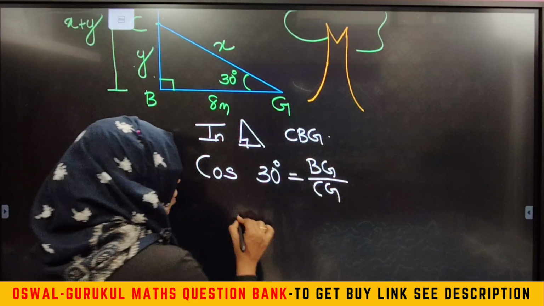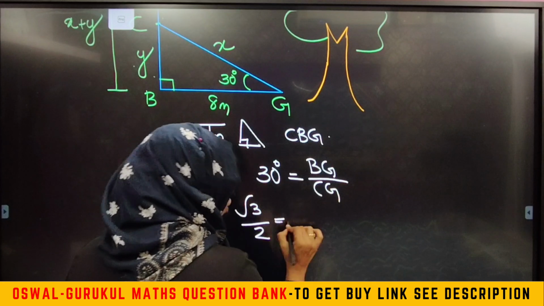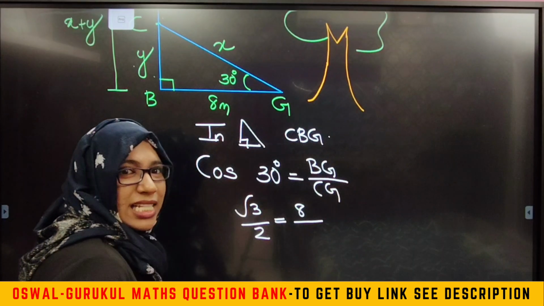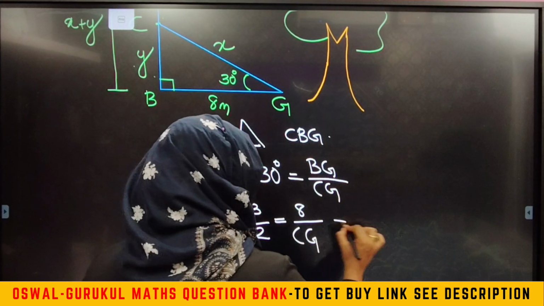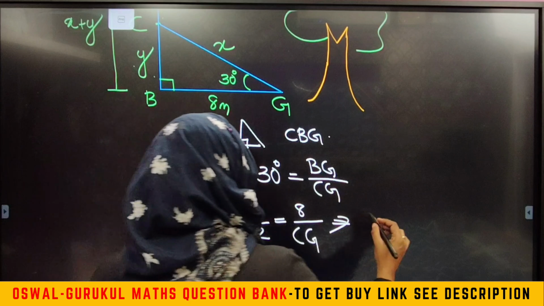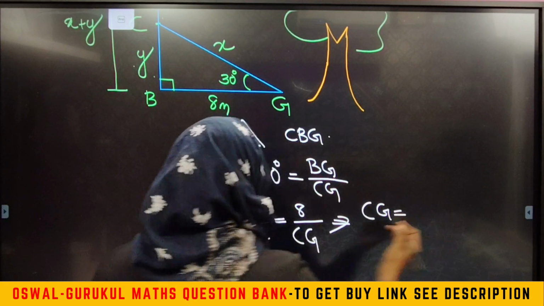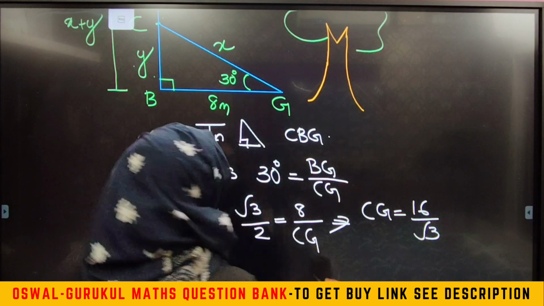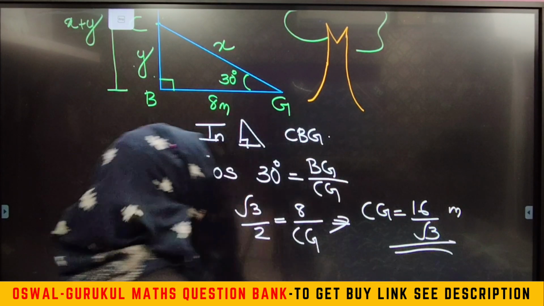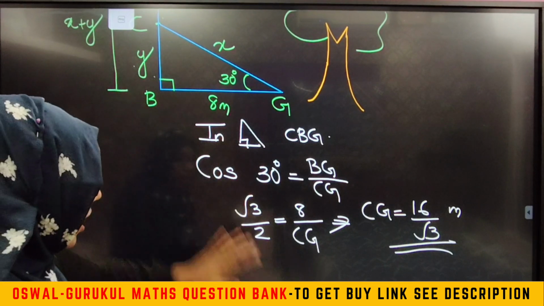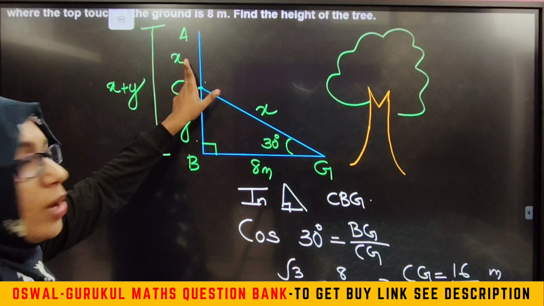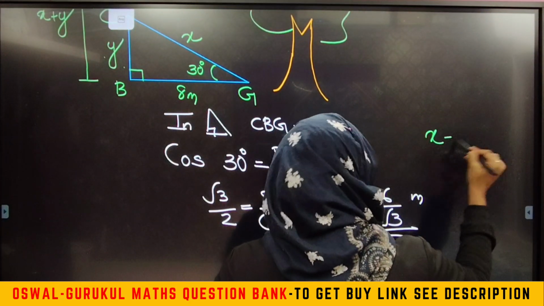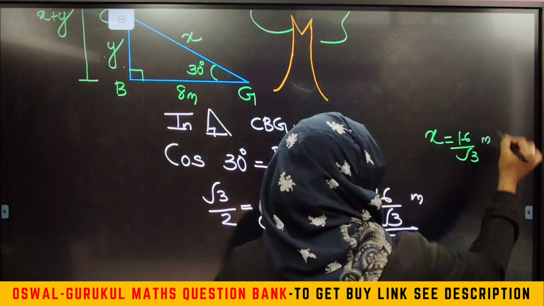Okay, so what is the value of cos 30? Cos 30 is equal to root 3 divided by 2, which is equal to BG, what is the value of BG? It is 8, divided by what is CG? I don't know, that is what I have to find. So that implies CG is equal to 2 into 8, which is 16 divided by root 3. 16 divided by root 3 meter. So this is the value of CG according to my figure, and CG is equivalent to x. So x is equal to 16 divided by root 3 meter.